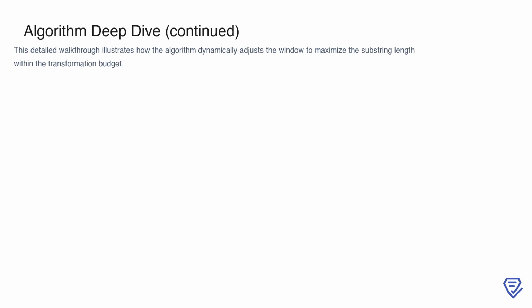This example demonstrates how the algorithm efficiently adjusts the window size to maximize the substring length while staying within the transformation budget. By dynamically balancing the current cost and using the sliding window approach, we ensure that the solution is both optimal and efficient. The combination of simplicity and robustness in this method makes it a powerful tool for solving problems with similar constraints and requirements.